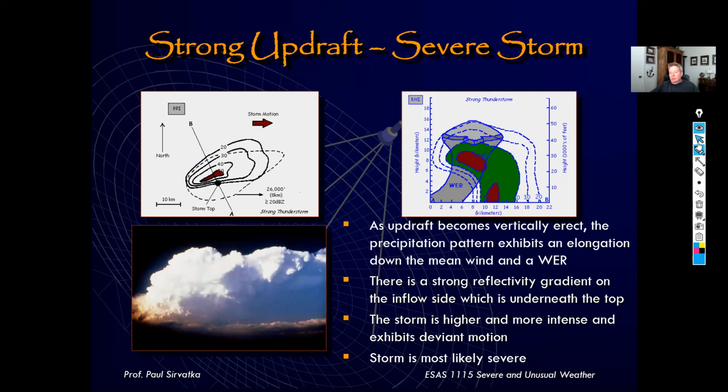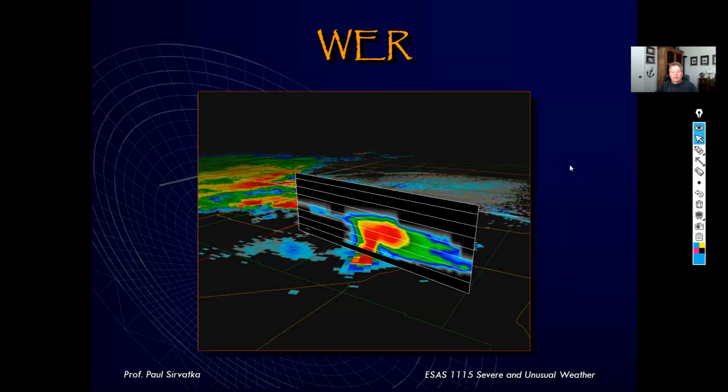Okay. And we probably have some deviant motion, meaning it had been going maybe this way, and then it kind of turns to the right. And in that case, we're looking at deviant motion, and that usually means we've got to be careful of this one. So at this point, you probably issue a severe thunderstorm warning.